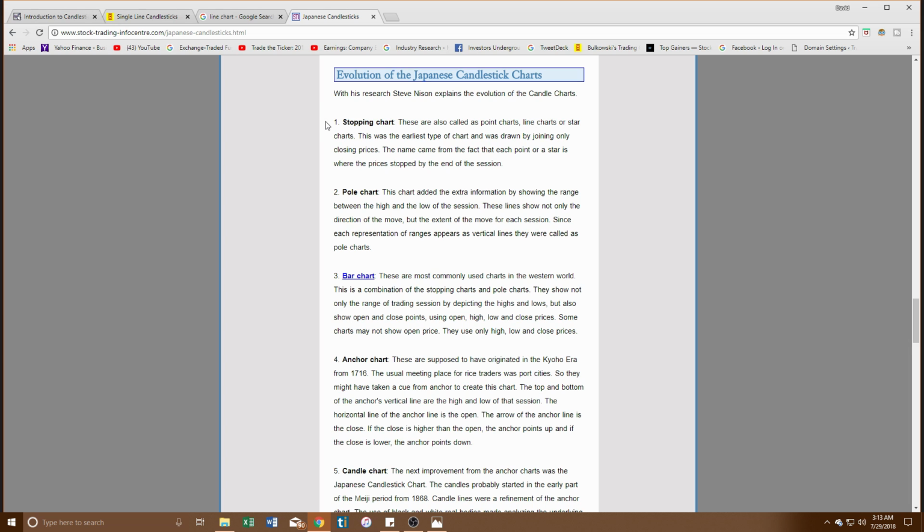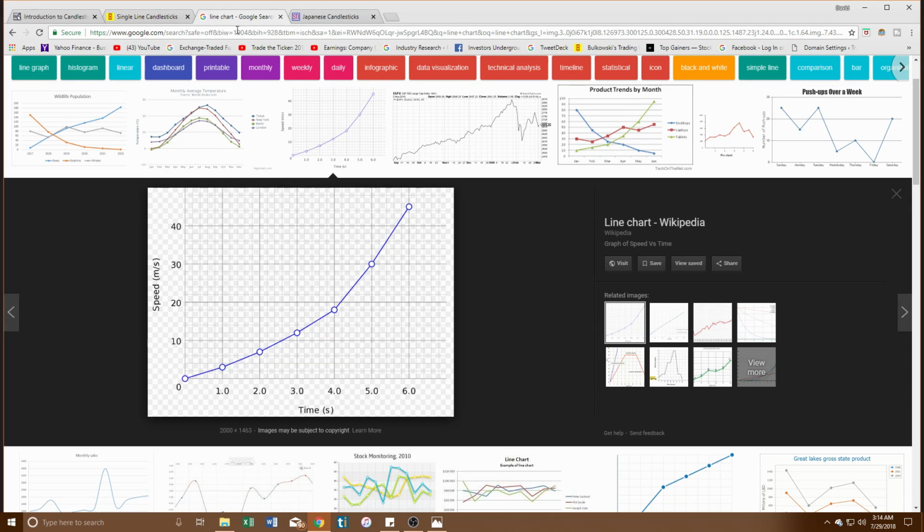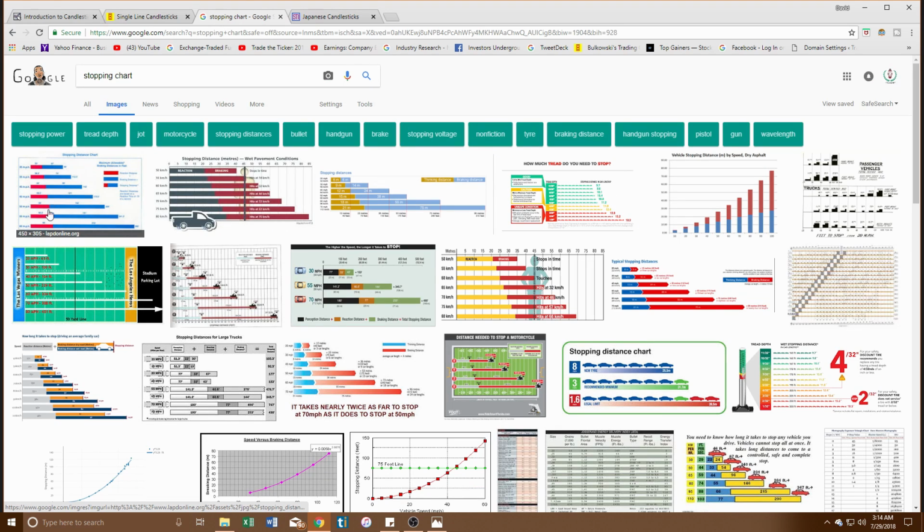Number 1, stopping chart. These are also called point charts, line charts, or star charts. This was the earliest type of chart and was drawn by joining only closing prices. The name came from the fact that each point or star is where the price stopped by the end of the session. So, stopping chart. Let's see what it is. This would have been a stopping chart, just like this.